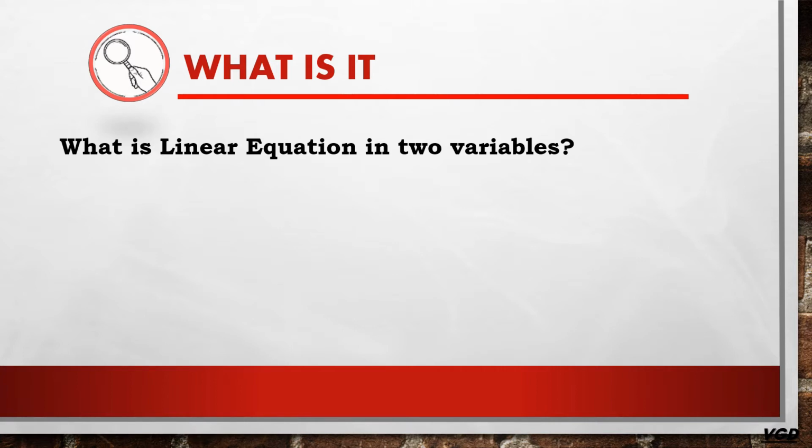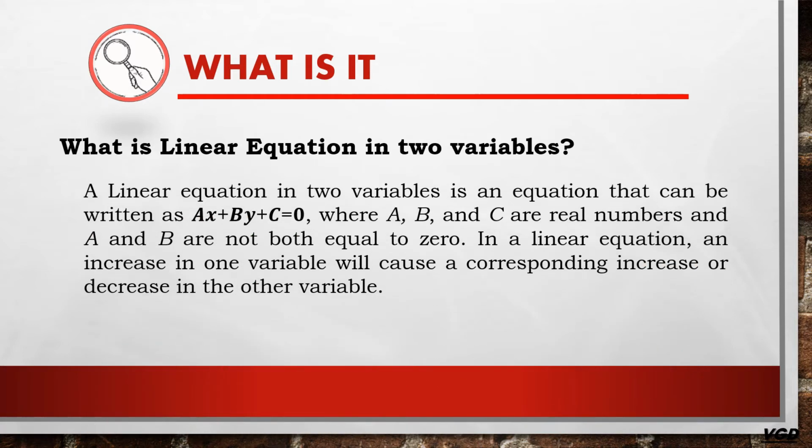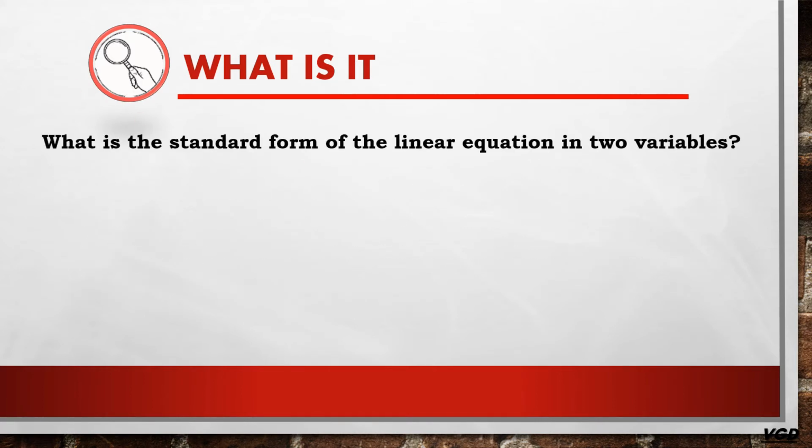What is really a linear equation in two variables? A linear equation in two variables is an equation that can be written as ax plus by plus c equals 0, where a, b, and c are real numbers and a and b are not both equal to 0. In a linear equation, an increase in one variable will cause a corresponding increase or decrease in the other variable. So that is a linear equation in two variables.